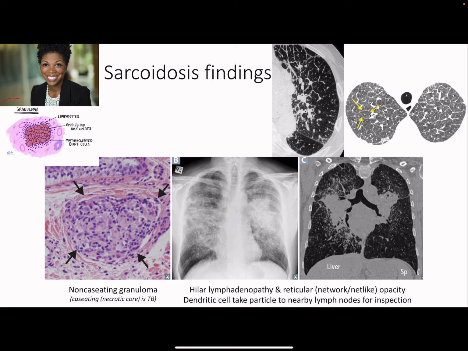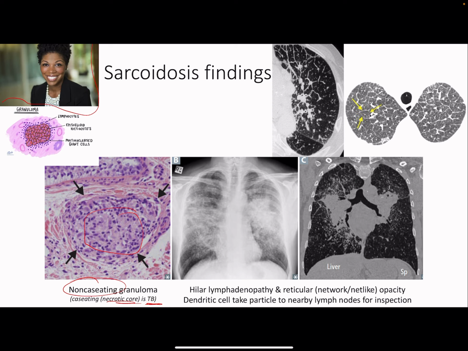Sarcoidosis findings: often this affects young Black women disproportionately, so look for that in the vignette. Granulomas, specifically non-caseating granulomas. Granulomas are usually caseating or non-caseating, which really just means necrotic or non-necrotic. So it's not a necrotic core; a necrotic core would be something like tuberculosis. This is really a cluster of lymphocytes surrounding epithelial cells and multinucleated giant cells, which are really just lymphocytes which have merged with macrophages and epithelial cells.